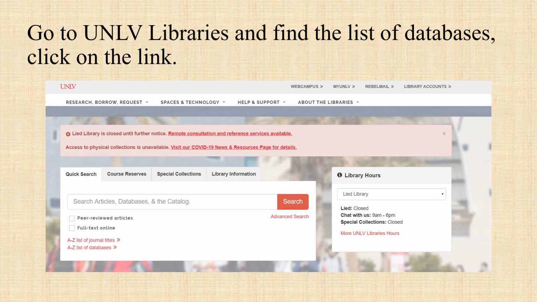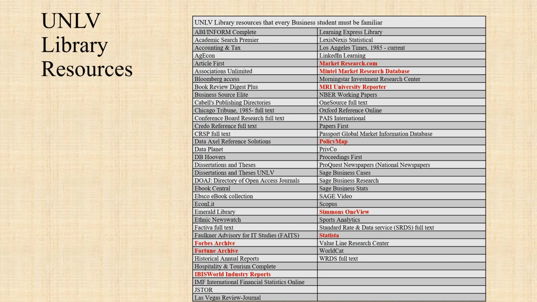And on this page, you'll notice that it says at the bottom left, A to Z list of databases. Click on that, and then when it says topics, click on the topic that is business, and you'll find that there are 61 different databases that the library has identified as valuable for business and business students. Here's a list of some of the things that are included in that list. I have highlighted things that we use on a more regular basis, but all of these are valuable, and they're all valuable for different reasons.